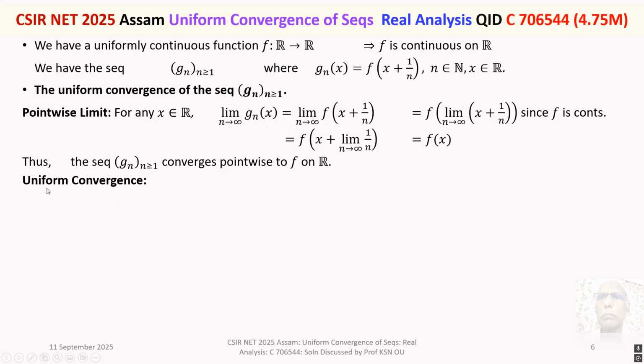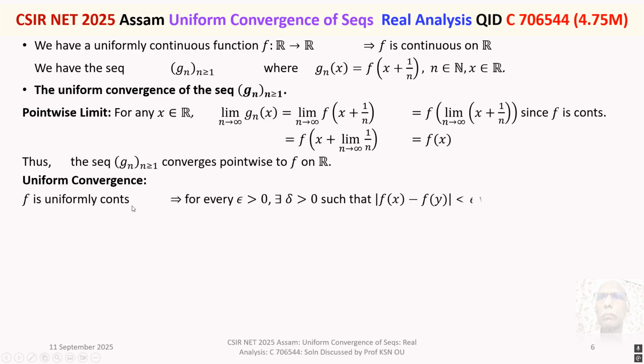Let's now discuss the uniform convergence. Now, f is uniformly continuous, it is given to us. We will utilize that one. Remember the definition. For every epsilon greater than 0, there exists a delta greater than 0, such that modulus of f of x minus f of y is less than epsilon whenever modulus of x minus y is less than delta. This delta depends only on epsilon.